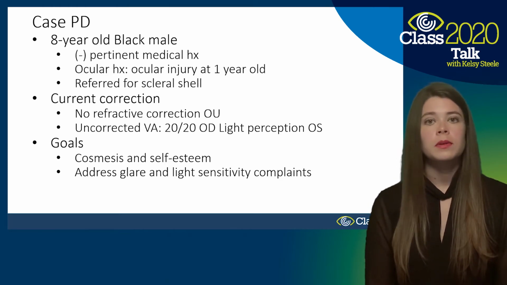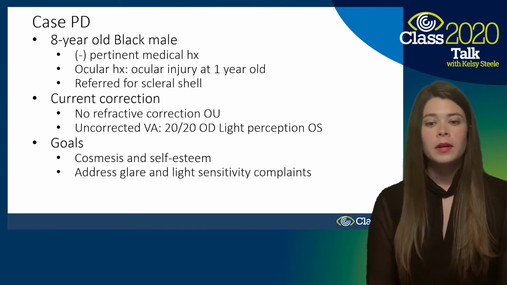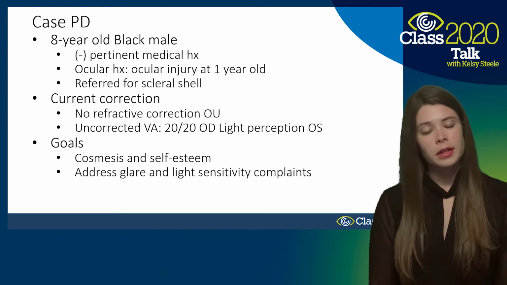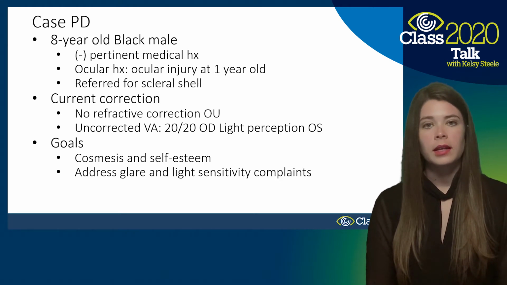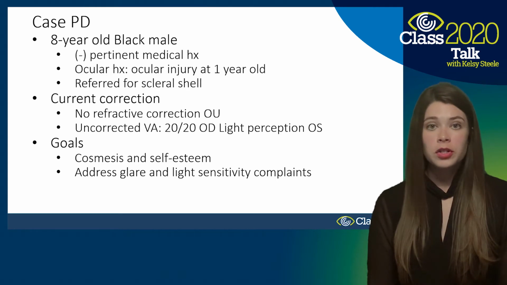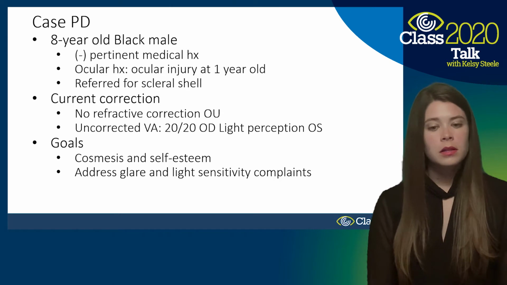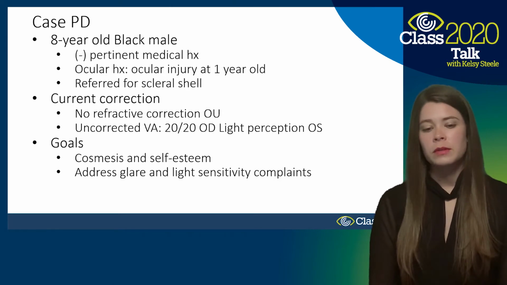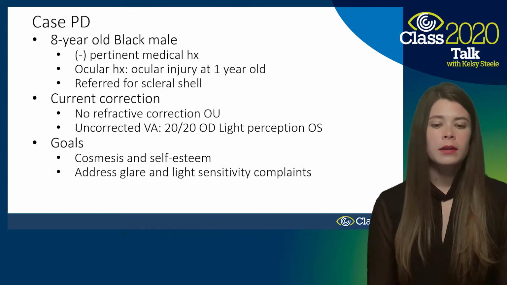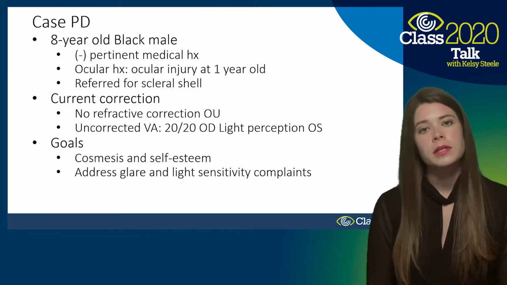Ocular history was significant for an ocular injury when he was 1 year old. I do have a picture of what that looks like. It's not great, but it's a picture so you can kind of get an idea of what we were working with. He didn't have any current correction. In the fellow unaffected eye, he was 20/20. In the scarred eye, he was light perception. The goals for him and his mother who came with him were cosmesis and self-esteem.